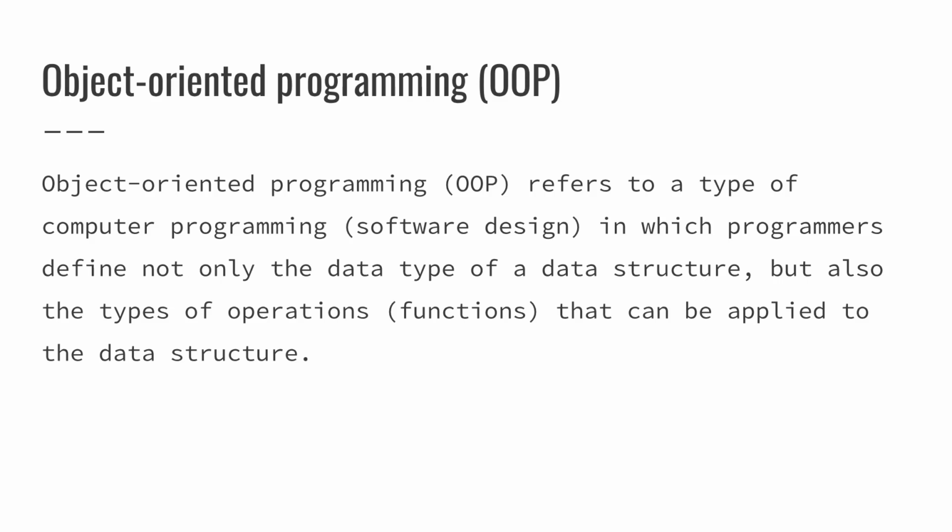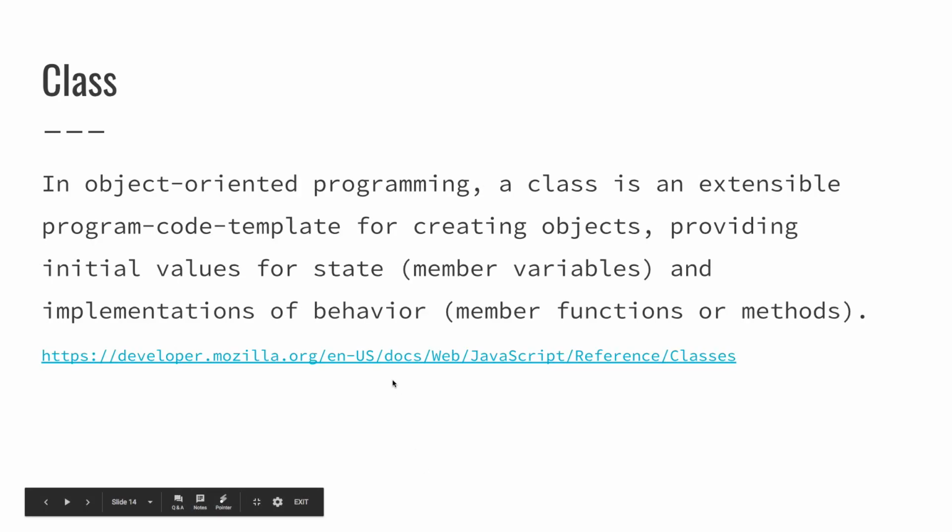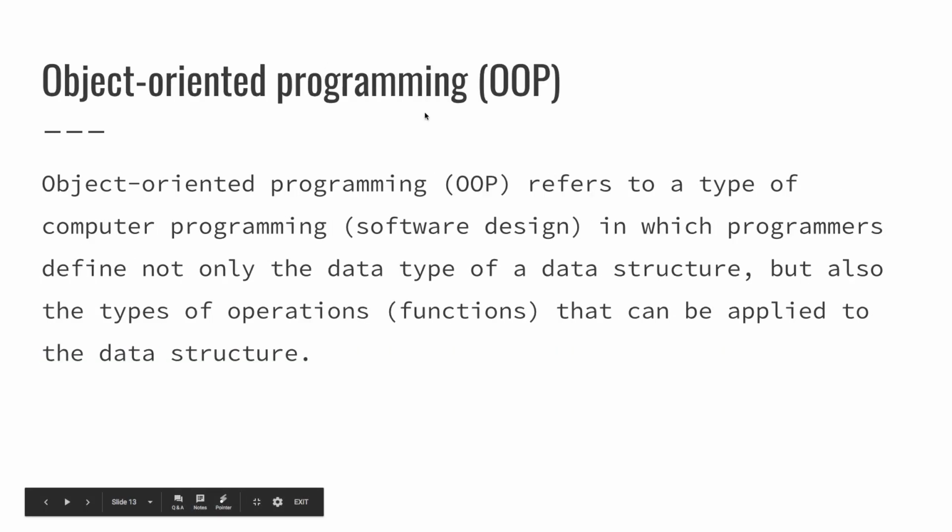Alrighty. So object-oriented programming. What is it? So OOP refers to a type of computer programming, software design, in which programmers define not only the data type of the data structure, but also the types of operations, functions, that can be applied to the data structure.